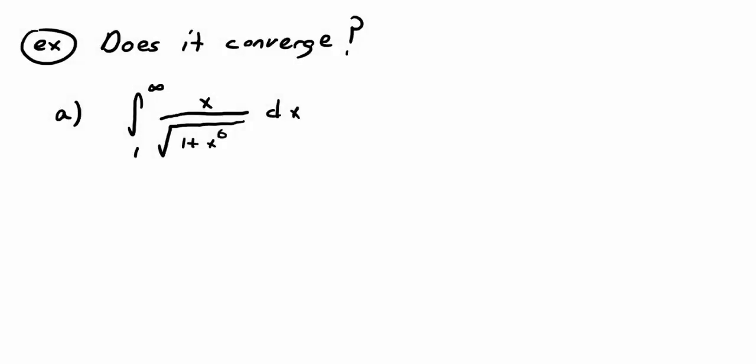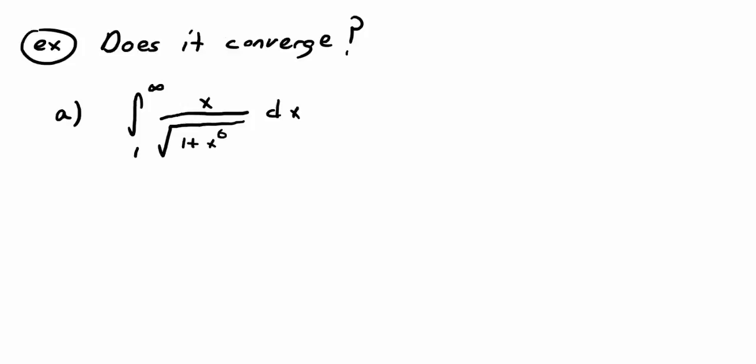In this example, does it converge? The integral from 1 to infinity of x divided by the square root of 1 plus x to the 6th dx. Do you want to integrate that? I mean, using the technique I've shown you so far, you'd have to eventually find an antiderivative for that integrand, wouldn't you? Wouldn't you like to avoid that? If all you're asked is whether or not it converges, wouldn't you like to avoid that? That's what comparison's all about.